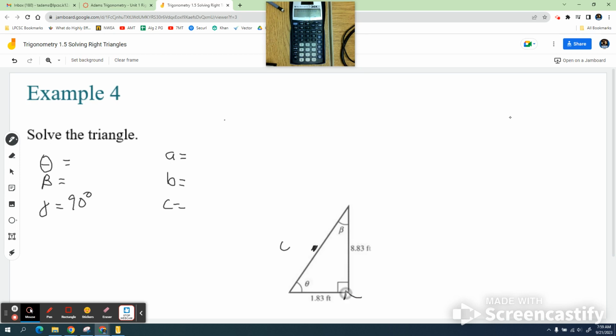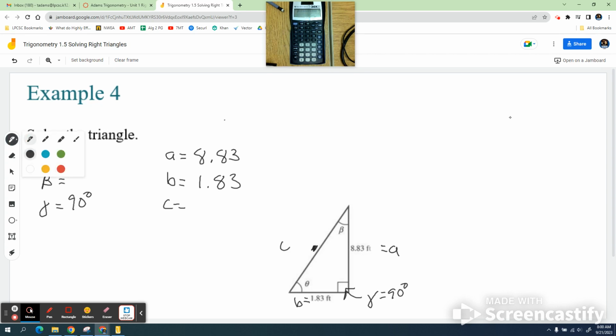So we'll call this gamma, 90 degrees. Okay. And I'm going to call this A, and we'll call this B. So A is 8.83, B is 1.83, and then we don't know what C is. We don't know what alpha is, and we don't know what beta is. So probably we'll have to come back and find theta and beta based on the ones that are given to us.